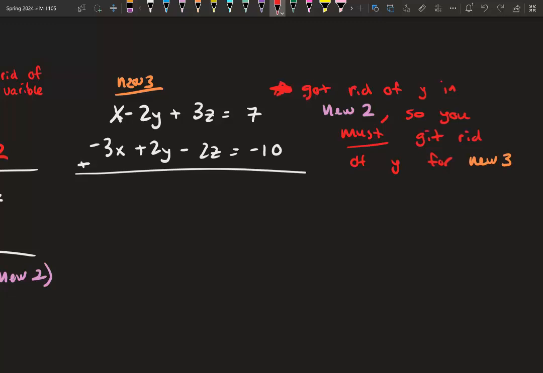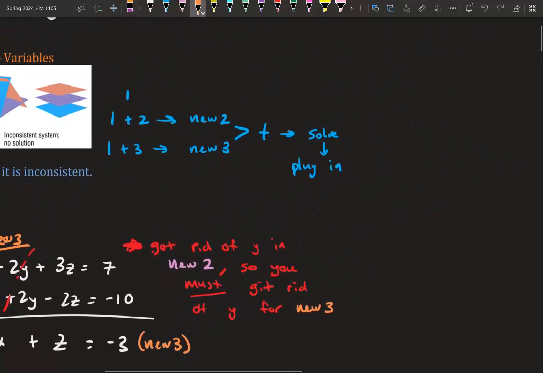So if we look at y, we have negative 2y and positive 2y. They're already opposites of each other. Since they're already opposites of each other, we don't need to do anything. They already cancel each other out. So we have x minus 3x, that's negative 2x. Positive 3z minus 2z, that's positive 1z. And 7 minus 10, we get negative 3. This is our new 3. So now we have new 2 and we have new 3. Now we need to add them together.